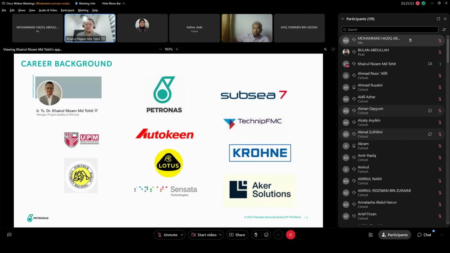The company was new when I joined them, less than 10 years since it was established. The business was very small, just supplying metal stamping parts. I think during that period, the main customers were Proton and Perodua. So AutoKin was an automotive vendor to Proton and Perodua during that period.